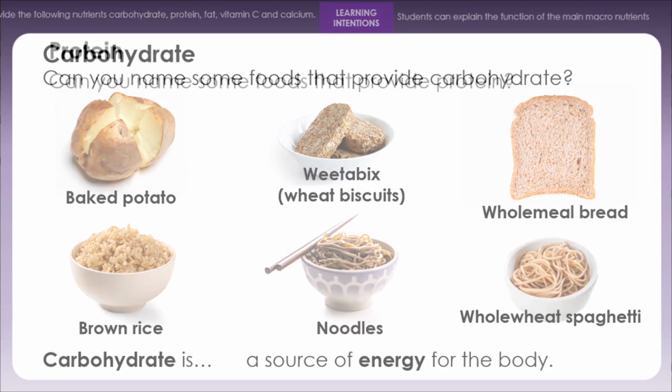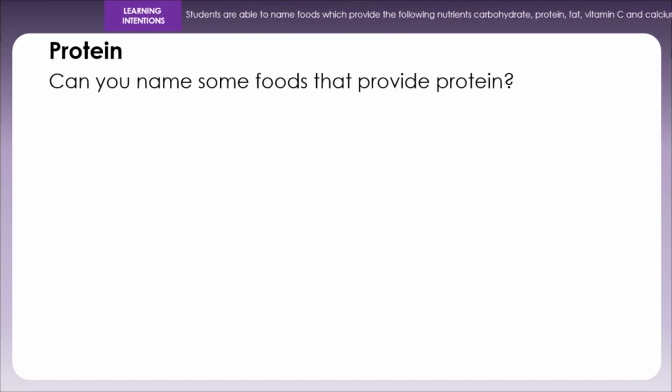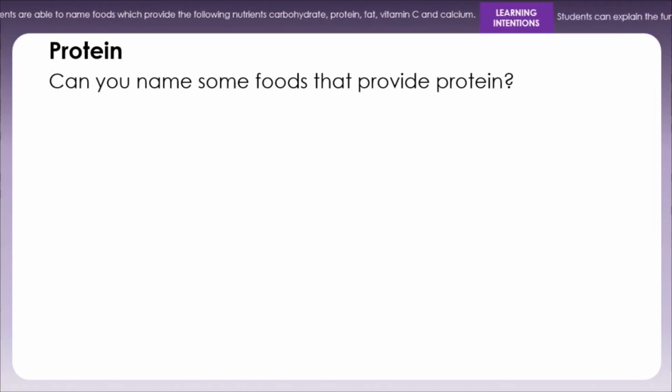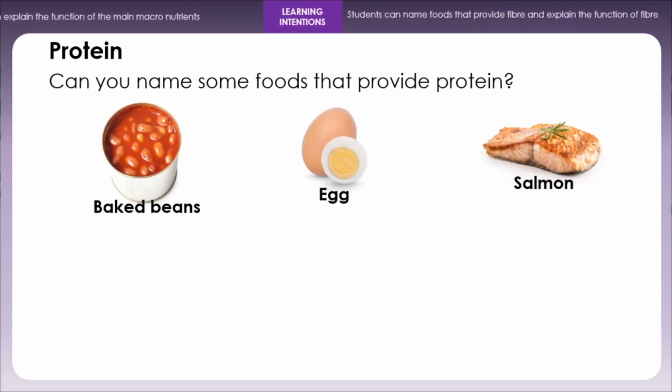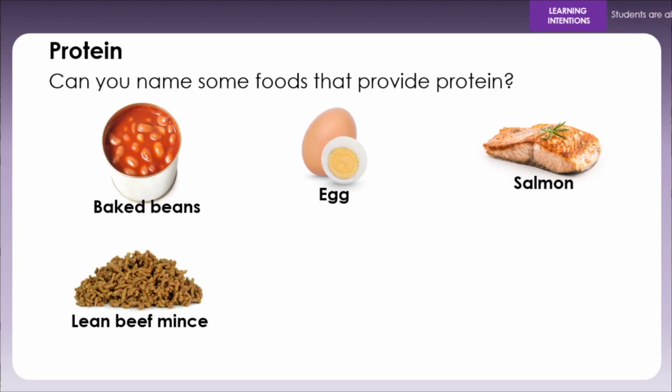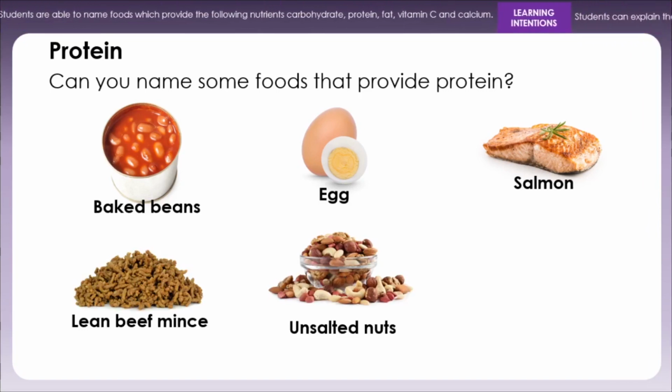Protein. Can you name some foods that provide protein? This is the pink section on the Eat Well Guide, most of them are in. Baked beans, eggs, salmon or fish, meat, and the meat there is lean beef mince. We've got nuts and we've got chicken.